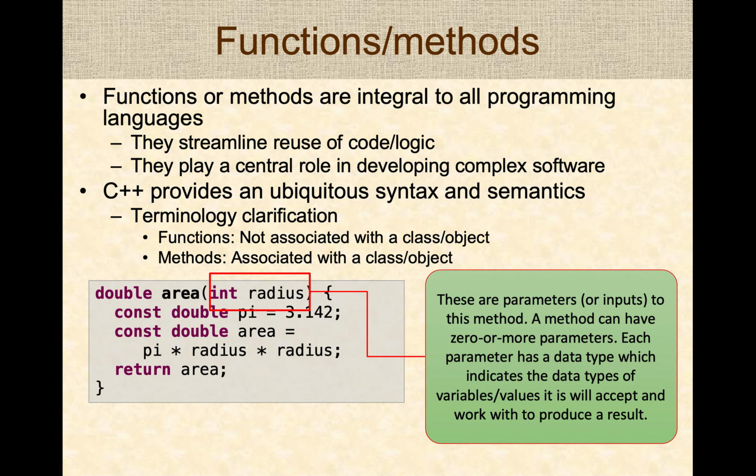Each function or method can have 0 or more parameters. These parameters are essentially inputs and provide input values that the function or method can use to compute the final result.